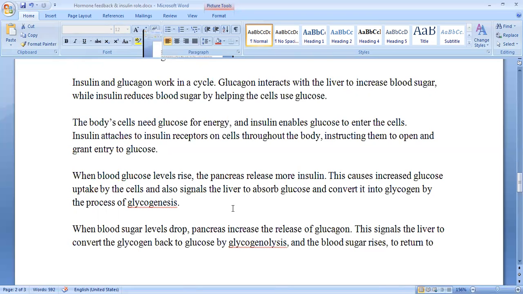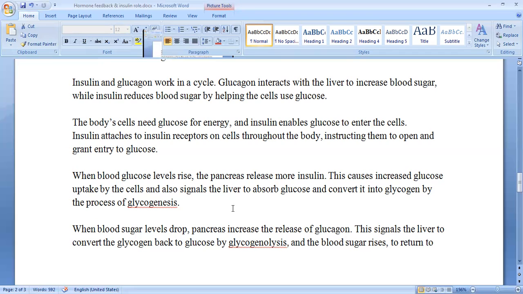It will convert the glucose into glycogen, and that process of synthesis of glycogen in the body is called glycogenesis. I think you've studied this in biochemistry. So the glucose will get converted into glycogen and it will remain in the liver. Okay. Now this person's blood sugar has become normal.